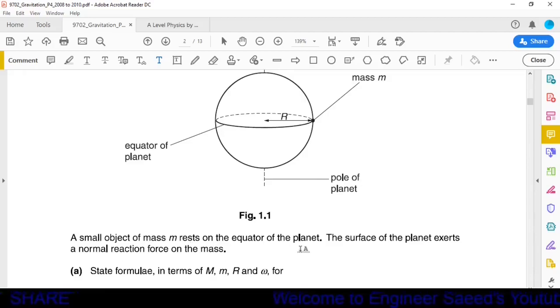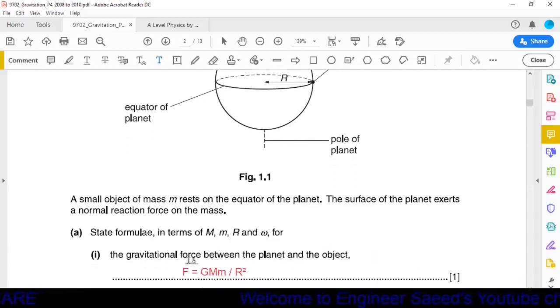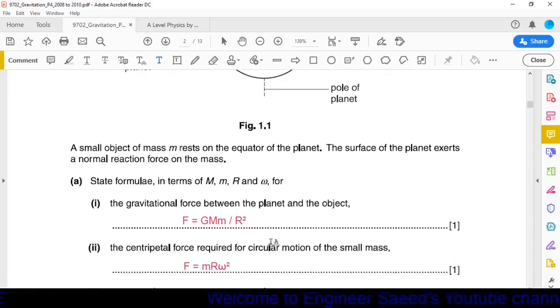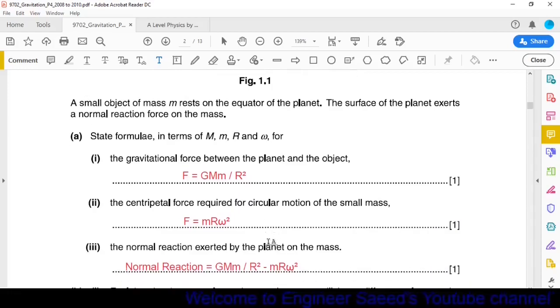The surface of the planet exerts a normal reaction force on the mass. Okay. State formula in terms of capital M, small m, capital R and omega for number 1, the gravitational force between the planet and the object. Okay, gravitational force is given as G capital M small m over R square, where this capital G is gravitational constant and is called universal gravitational constant.